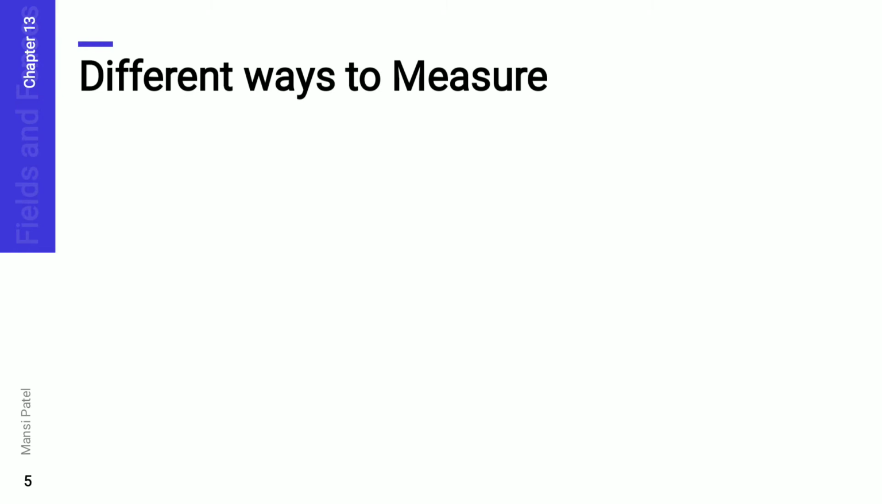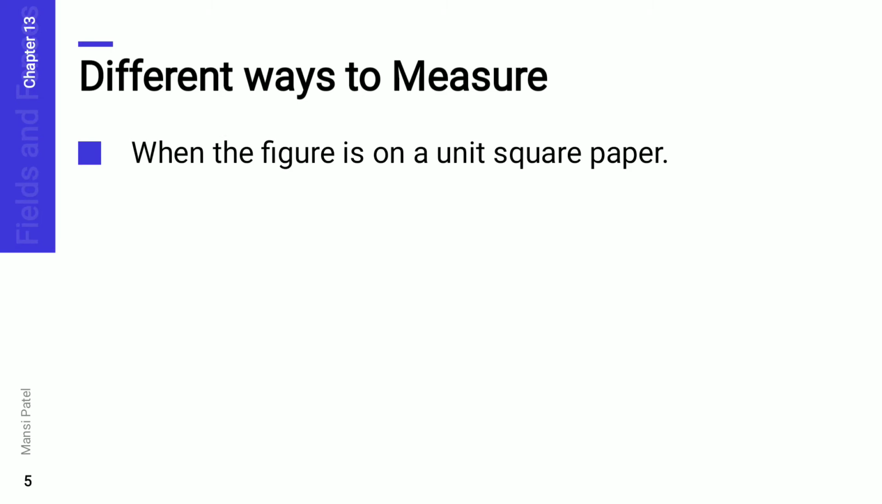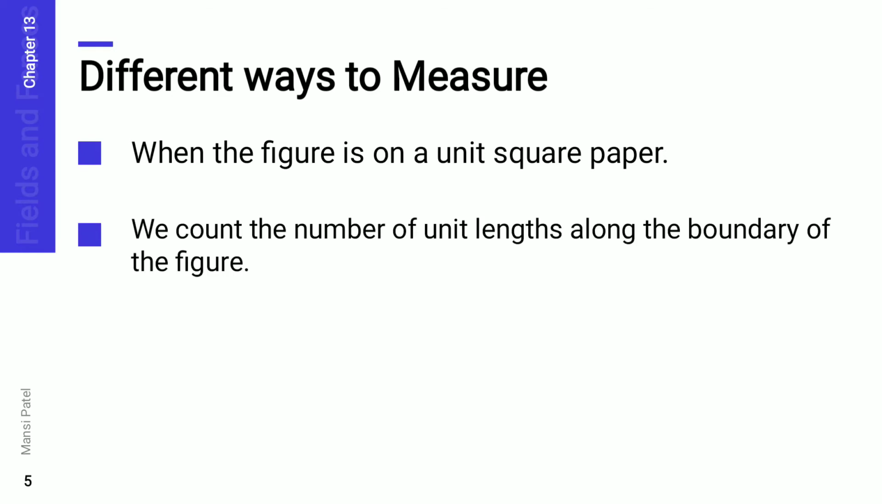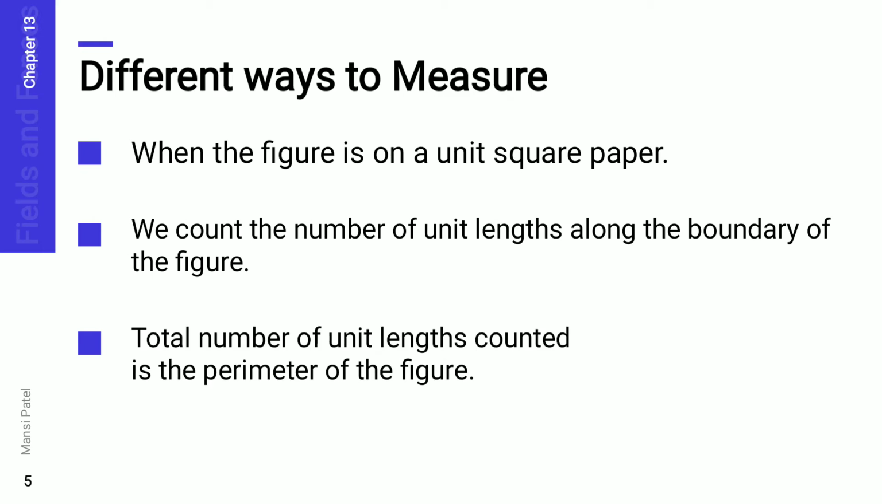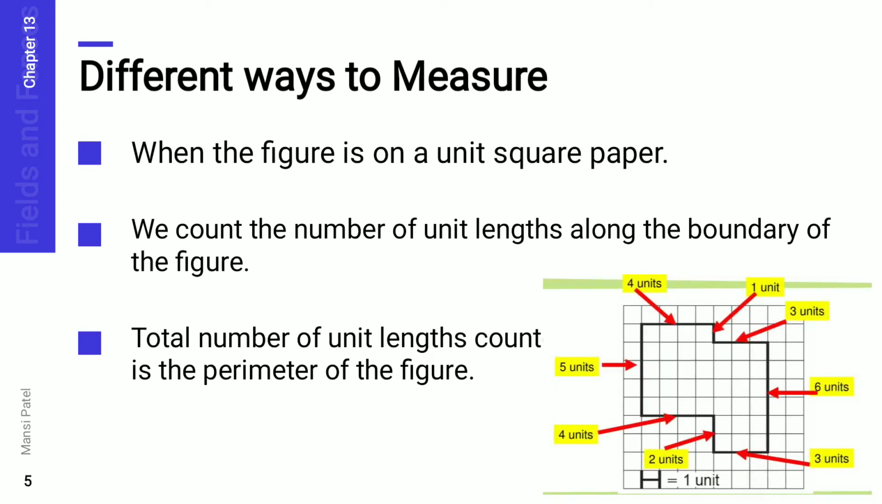Now, what about other ways to measure the perimeter? When the figure is on a unit square paper, at that time we count the number of units, the number of lengths along the boundary of that figure. Then in the end the total number of units or lengths counted is the perimeter of that figure. See here, this is a figure made on unit square paper, and one box is equal to 1 unit.